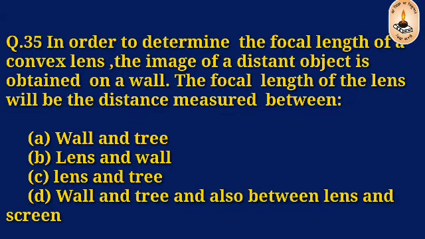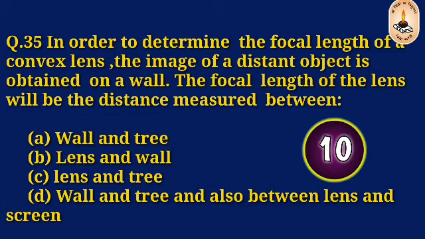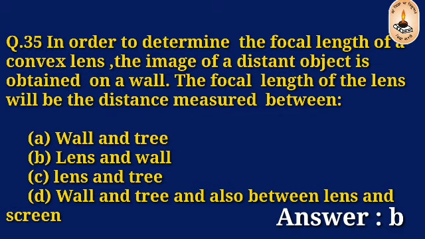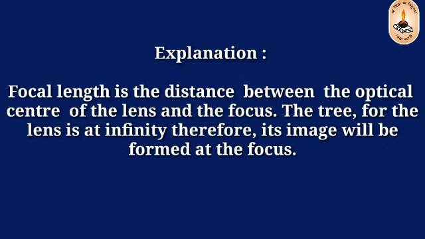Question number 35. In order to determine the focal length of a convex lens, the image of a distant object is obtained on a wall. The focal length of the lens will be the distance measured between wall and a tree, lens and wall, lens and tree, wall and tree, and also between the lens and screen. The right answer is B, lens and wall. Explanation: focal length is the distance between the optical center of the lens and the focus. The tree is at infinite distance for the lens, therefore the image will be formed at the focus.